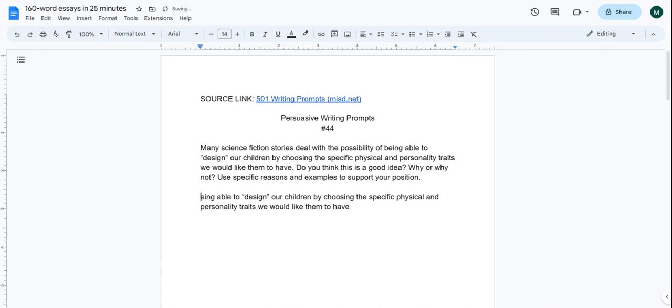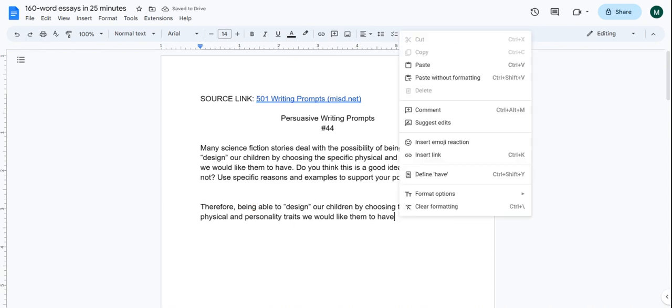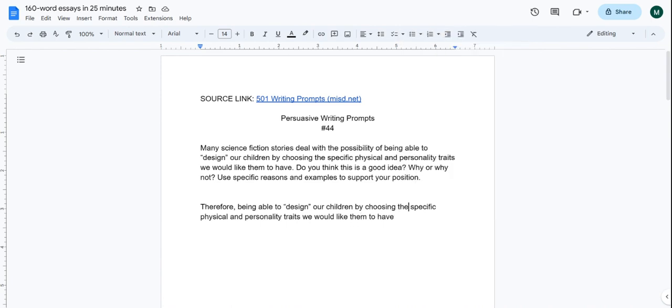Therefore, so this is going to be my last sentence in my introduction because I will have, Right Writers, an introduction, a body paragraph, and a conclusion. Therefore, being able to design our children by choosing, and I'm going to change this slightly, by choosing their specific physical and personality traits is a great idea.